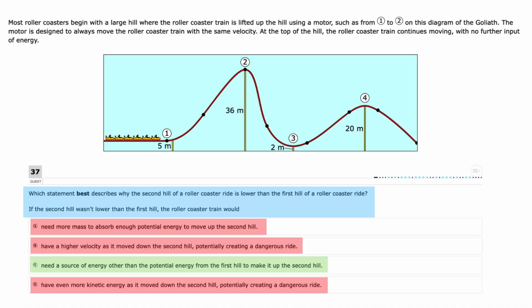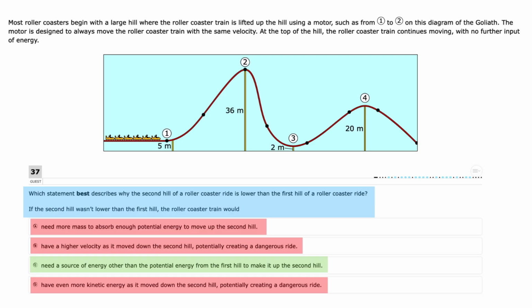Answer choice D says the roller coaster would have even more kinetic energy as it moved down the second hill, potentially creating a dangerous ride. This is also incorrect because a lower second hill would actually reduce the amount of potential energy being converted into kinetic energy, not increase it. Lower hills help regulate speed, not make the ride more dangerous.